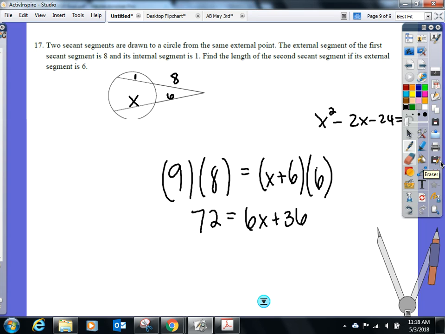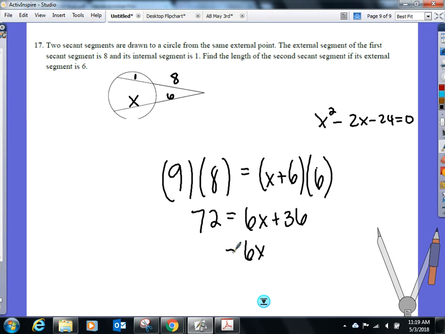Avoid what? You get an x squared, you can't avoid that. All right, so you end up with what here? 6x equals 36. X equals 6, but again, that's the internal part, so the whole thing is going to be 12. And if you called the whole thing X at the beginning, you would have gotten 12 as well.